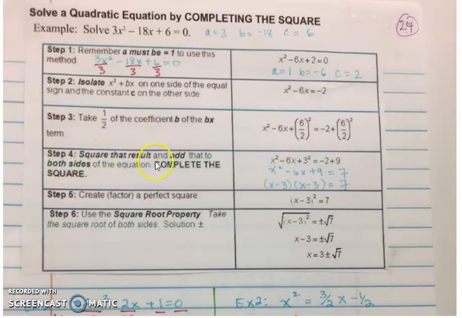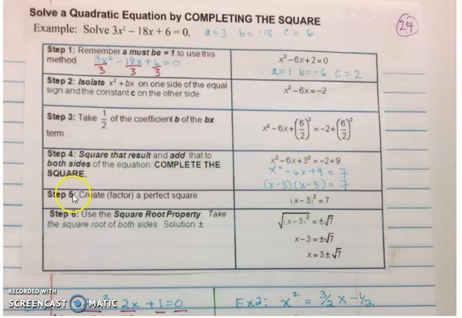Step 4 says to square the result and add it to both sides of the equation. Remember, whatever you do to one side of an equation, you must do to the second side as well. So we're going to have plus b over 2 squared, which in this case is plus 6 over 2 squared. And we're going to add that to both sides of my equation. That turns out to be plus 3 squared, which is the same thing as plus 9 on both sides. So we now have x squared minus 6x plus 9 equal to 7.